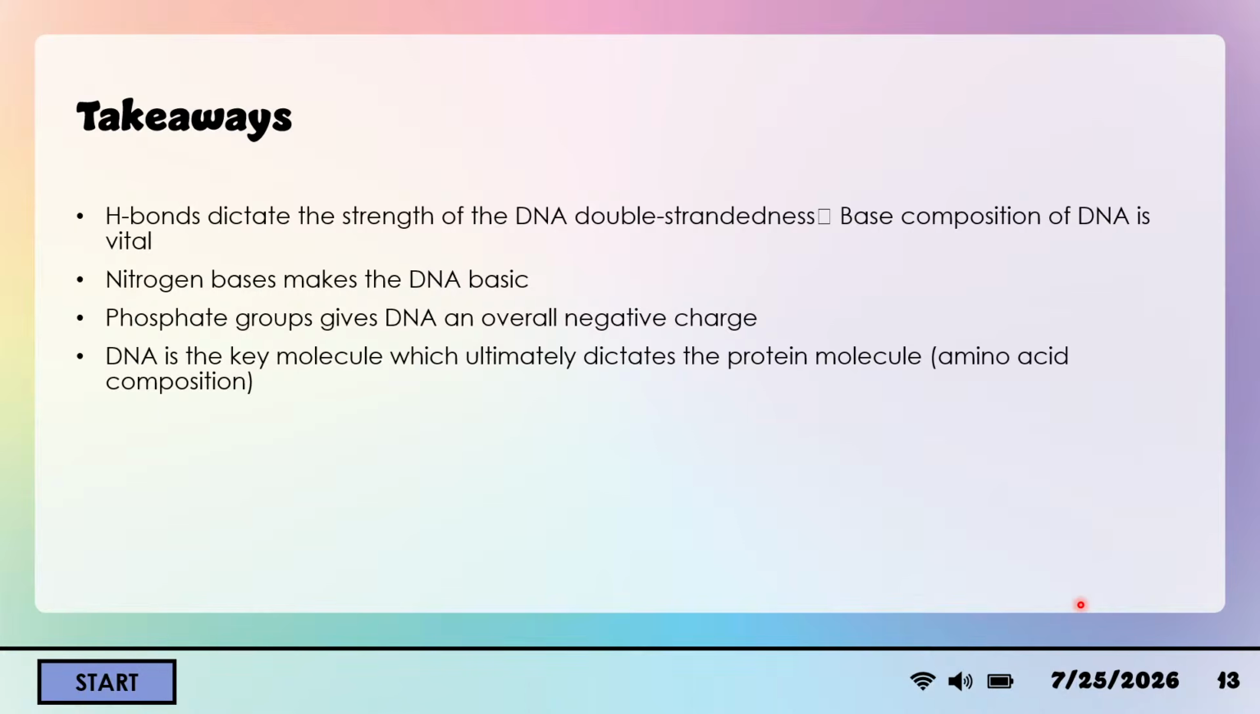So to take away from today's session: hydrogen bonds dictate the strength of the DNA double strandedness. The base composition of DNA is very, very important. The nitrogenous bases make the DNA basic. This is very important. The phosphate group gives the DNA an overall negative charge, and DNA is the key molecule which ultimately dictates the protein molecule, that is, the amino acid composition.